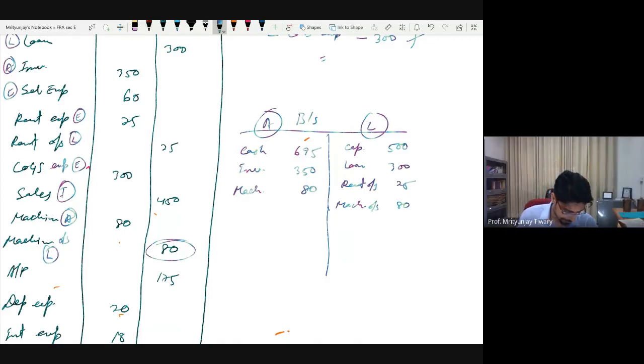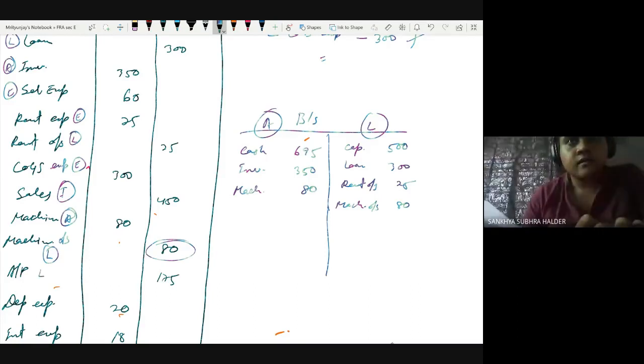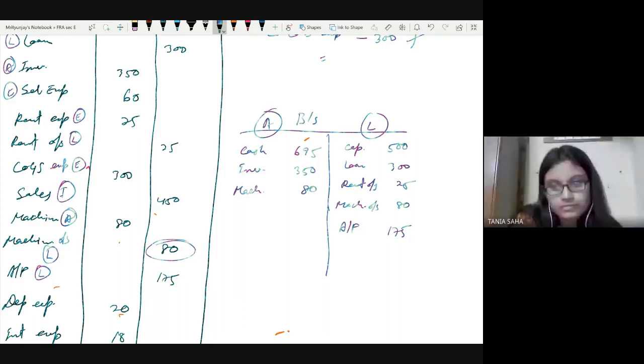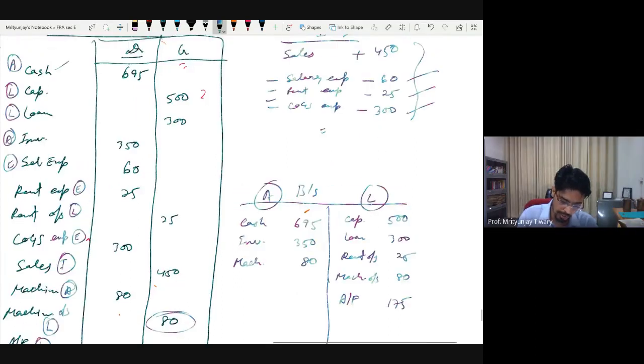Okay. Next one, accounts payable. What is that? Liability side of my balance sheet, I will write accounts payable of 175. Let's go to the next one, depreciation expense. What is this? Expenses. So I will go to my income statement and write in the expenses, among the expenses, depreciation expense.